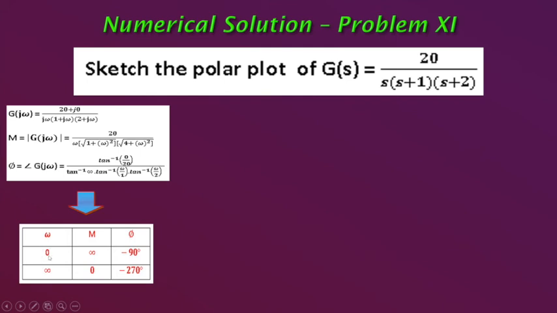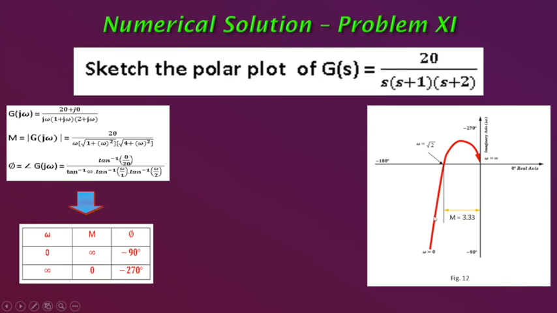So when omega equal to 0, then magnitude is infinity. And what is the phase angle? This is infinity, this is 0, 0. That is phase angle is minus 90 degree. When omega equal to infinity, then magnitude is 0 and phase angle is minus 90, minus 90, minus 90. That means minus 270 degree.